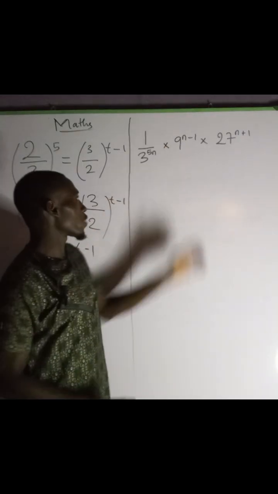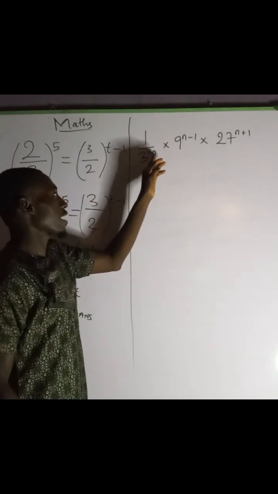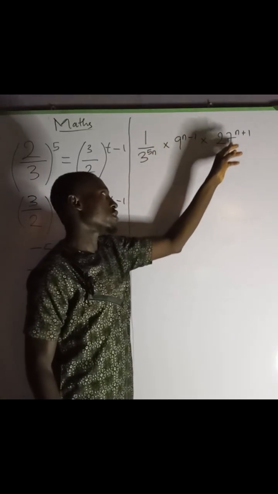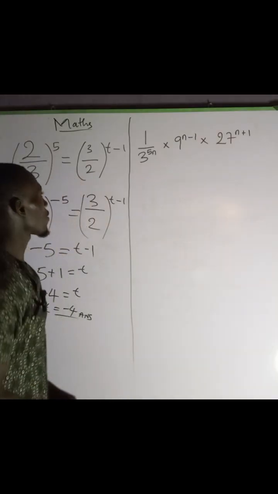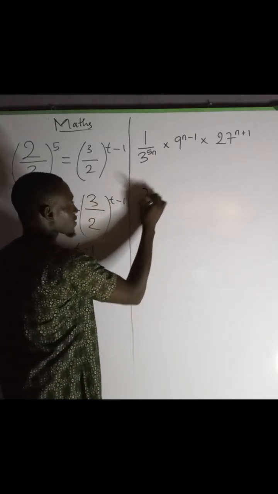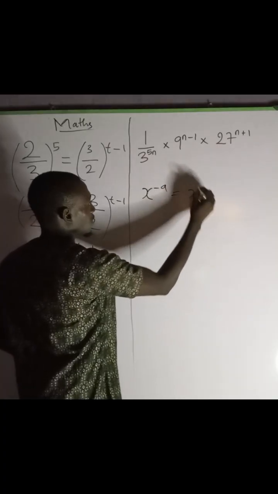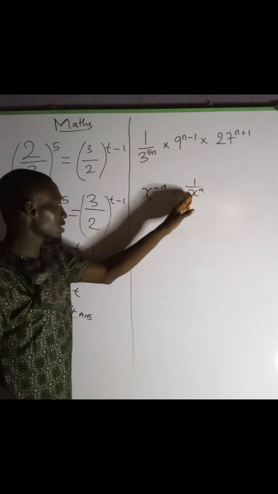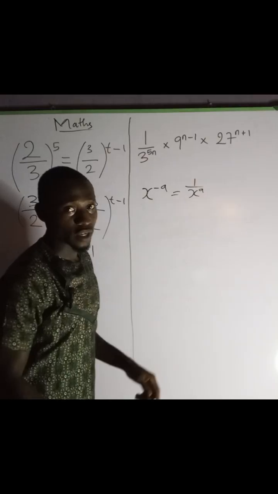So look at this one now. We have (1/3)^(5n) times 9^(n-1) times 27^(n+1). So if you want to solve this, in indices, if we have x raised to power minus a, this can be expressed as 1 over x raised to power a. This minus here can be expressed as 1 over. Okay, it's a law of indices.